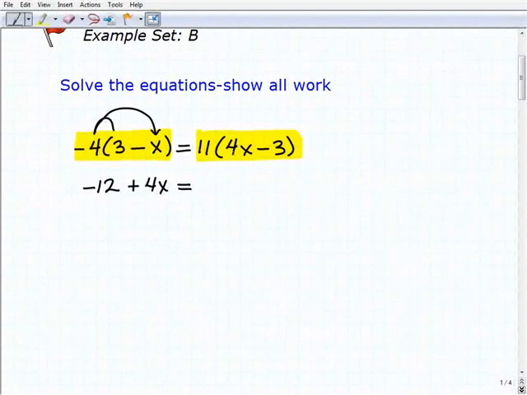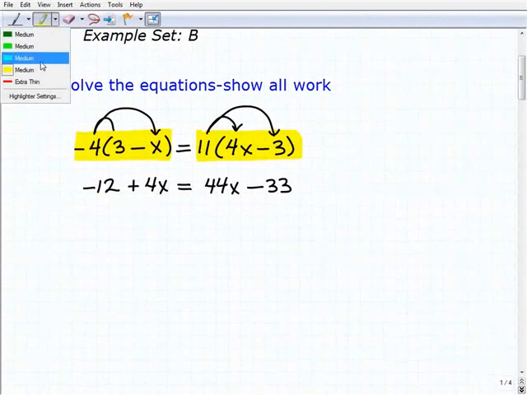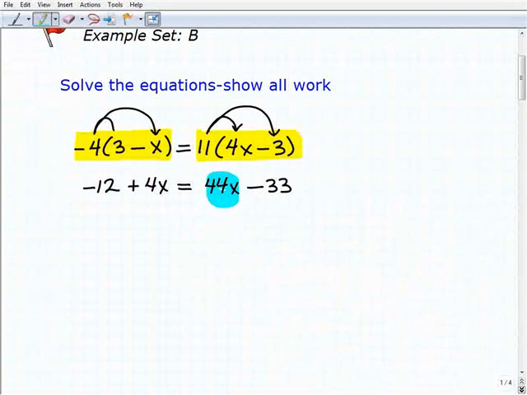Let's take a look at the right-hand side. We have 11 times 4x, so that's going to be 44x. And now we have 11 times this negative 3, so that's going to be minus 33. If you were okay with the distributive property, then that's excellent. Now the second step is to combine like terms on the left and right-hand side of the equation. We don't have any like terms over here, and we have no like terms on the right-hand side of the equation.